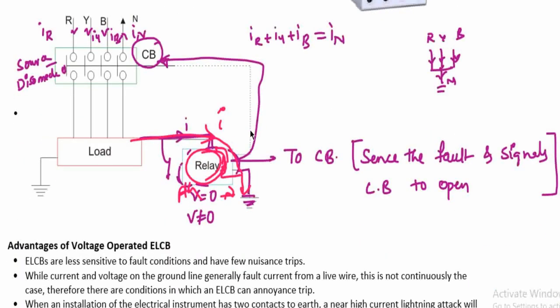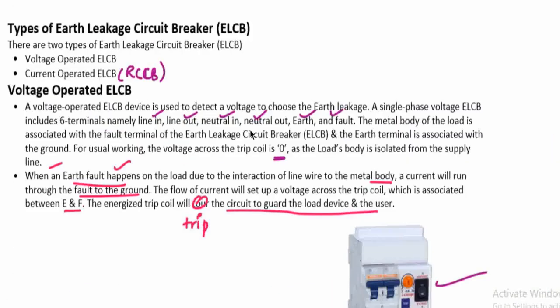Whenever there is a fault, this fault current will cause some voltage across this relay. This relay will communicate with the circuit breaker. That circuit breaker will open circuit. Okay, so this is the voltage operated ELCB.